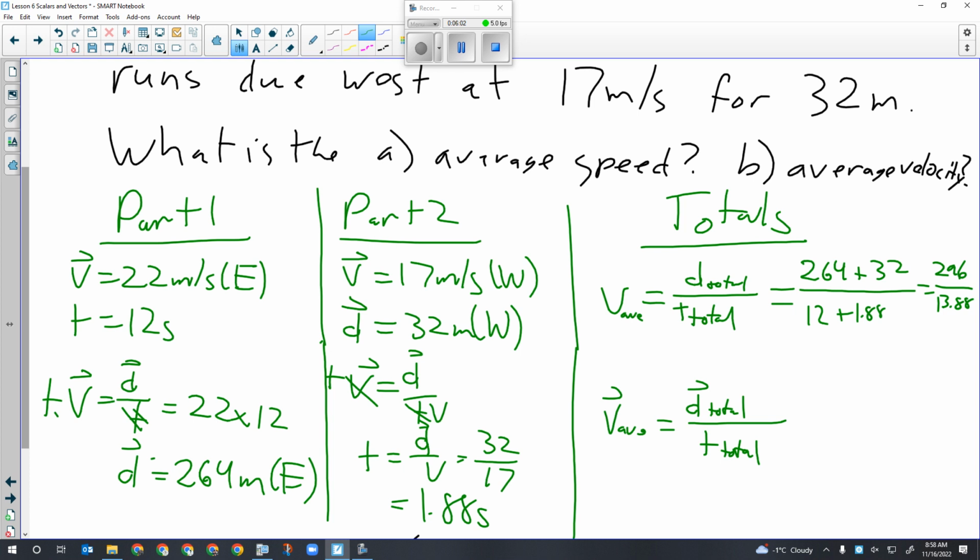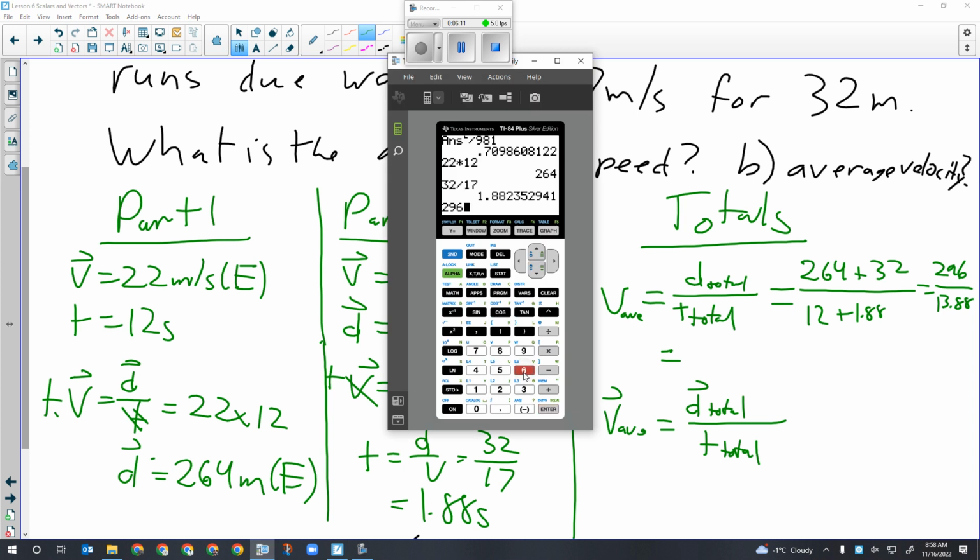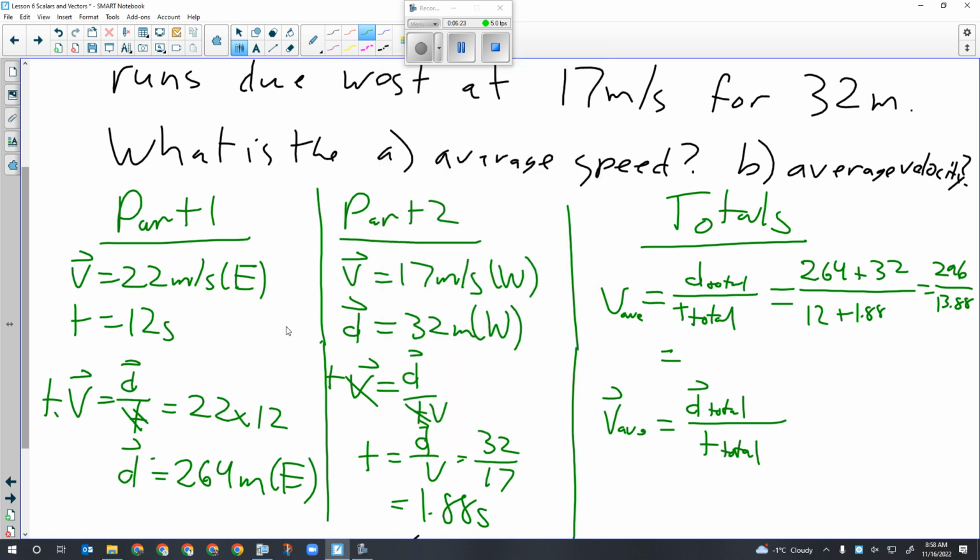Everybody with me on what I did there? Just total distance over total time. So that's going to mean that my average speed is 296 divided by 13.88. So the average speed of the rabbit is 21 meters per second. Do I need a direction on that? No. Speed is scalar. That's just how fast it went in the course of going both west and east.